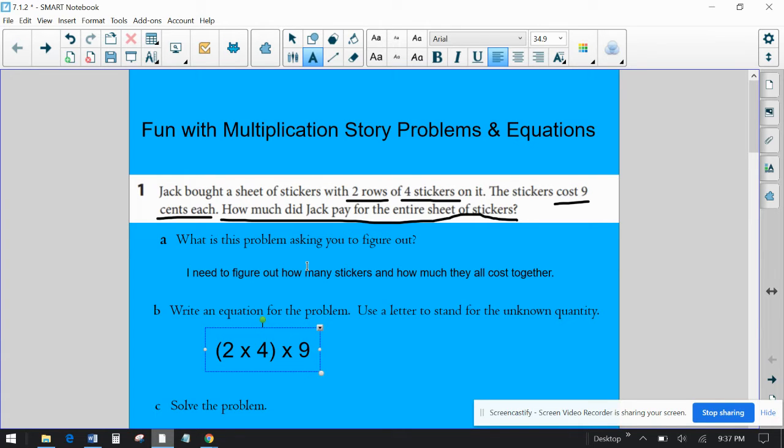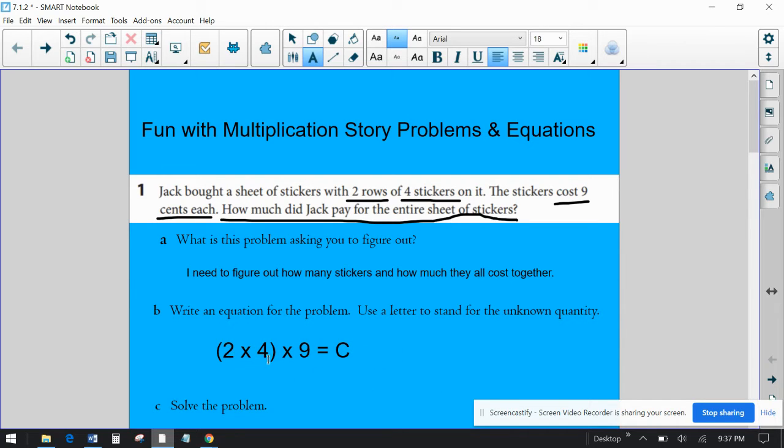So 2 times 4 times 9 equals, and then our unit. Well, it says how much. I usually go to the question to find the unit, or remind me of the unit. How much did Jack pay for the entire sheet of stickers? This question here, however, does not show me the unit. I have to go dig deeper into the problem. Jack bought a sheet of stickers. Let's see, the stickers cost 9 cents. So the unit is going to be cents. So I'll make that C as my variable.